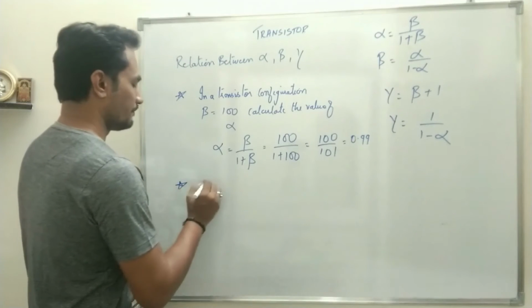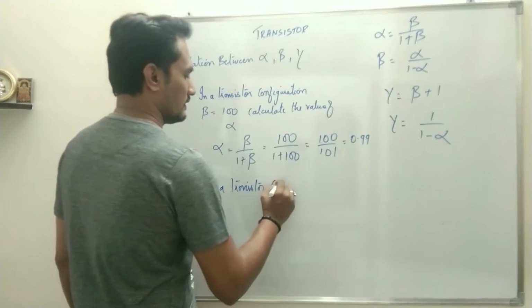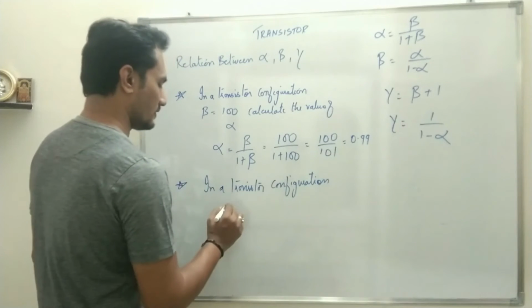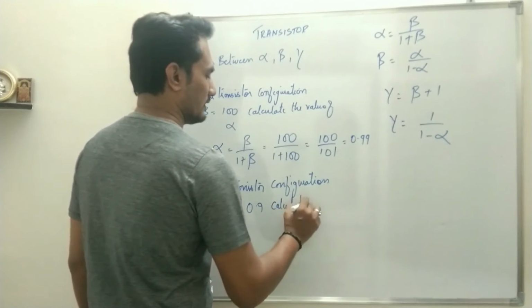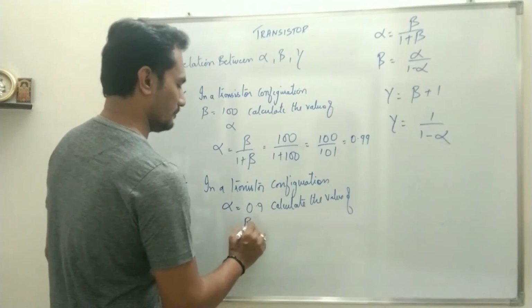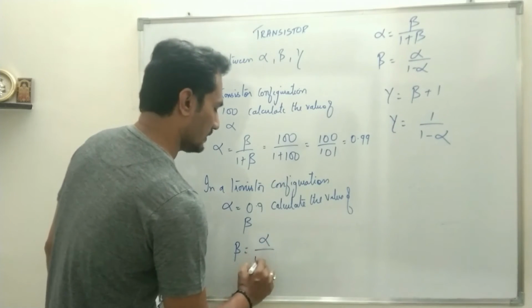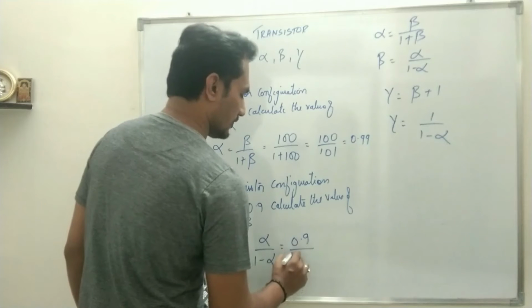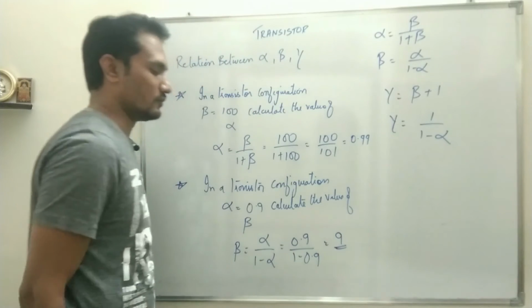Say second is, in a transistor configuration, alpha is 0.9. Calculate the value of, say, beta. So of course first we'll write the formula for beta. Beta is alpha upon 1 minus alpha. What is alpha? Alpha is 0.9, so it will be 0.9 upon 1 minus 0.9, and if you calculate this value it comes out to be 9.